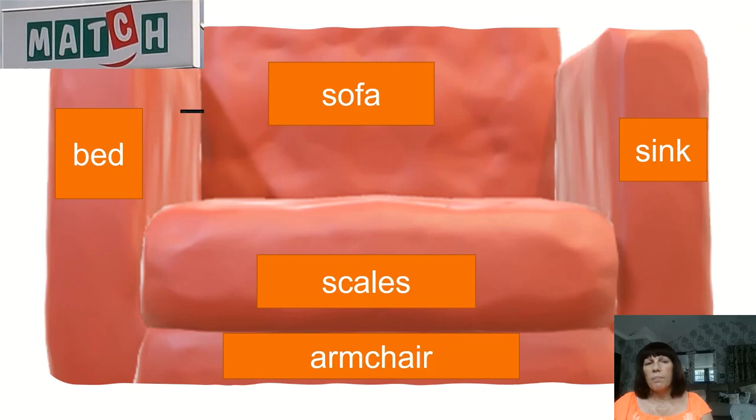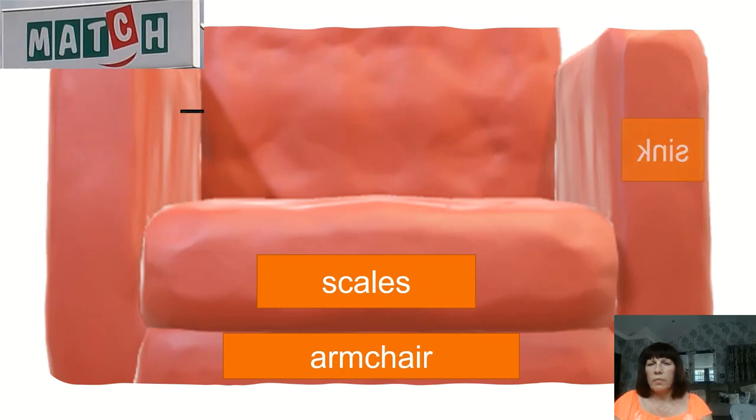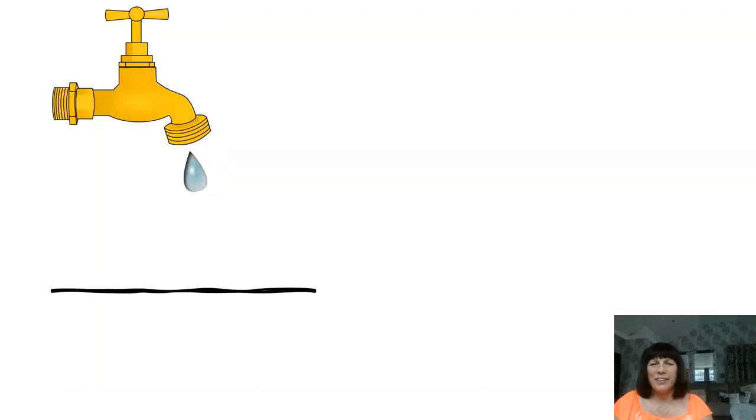The next picture. Is this a bed, a sofa, scales, an armchair or a sink? It's not a bed. It's not a sofa. It's not a sink. And it's not scales, so I hope that you matched the word armchair with the picture. Well done if you did.